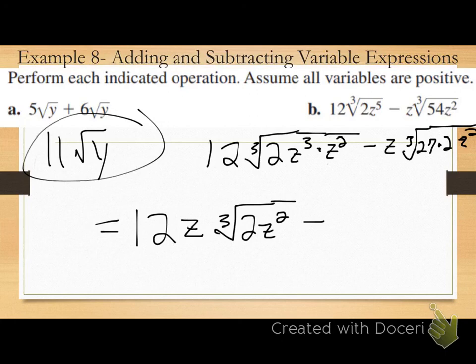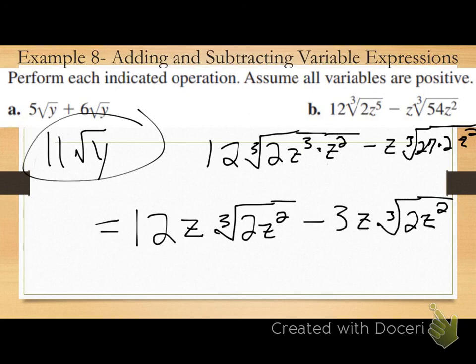Okay, what's the cube root of 27? 3. I have this z on the outside. Can I take the cube root of 2 or z squared? No. So those stay. Everyone good with that second term? See where I'm getting all these numbers and variables.